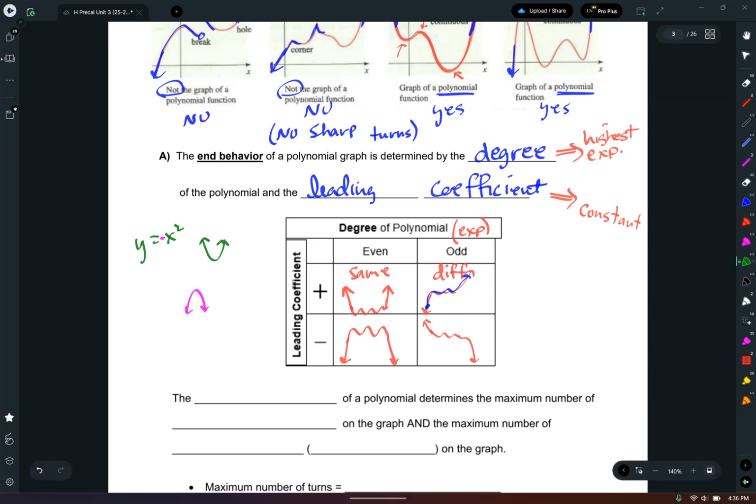So you'll notice that from left to right, the overall is that this is going up. The overall is going up. Whereas on the negative leading coefficient, the overall from left to right is going down. To me, that makes sense. Going up is kind of like an increase, positive. Going down is kind of like a decrease, so it's negative. So that's how I remember which one's which.